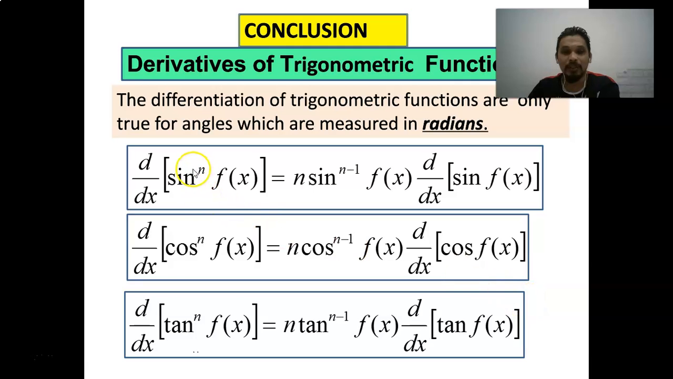Okay, so there are three things that we need to consider here. First is the index or the power of the trigonometric function. So this will be the first priority. Then next, we differentiate the trigonometric function. Then we differentiate the function of f(x), one by one.